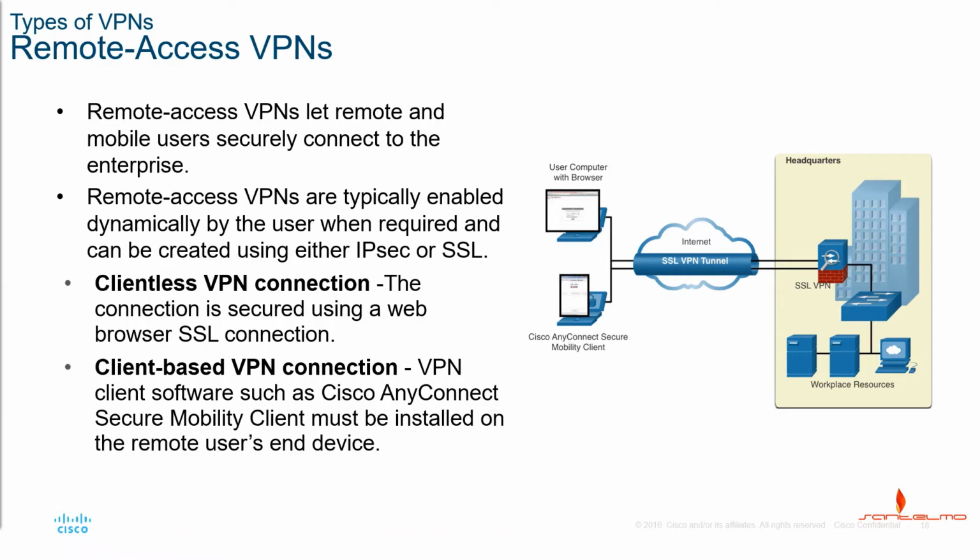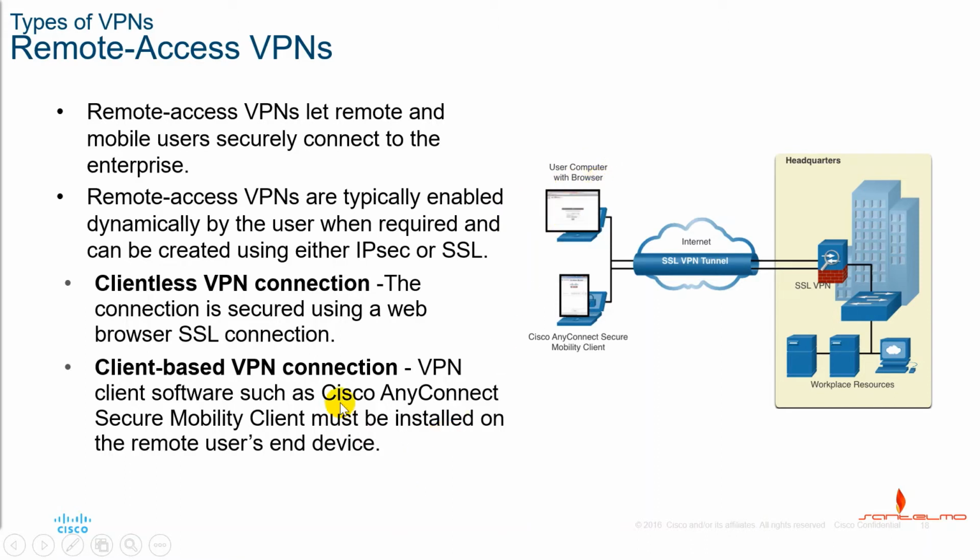Next is a client VPN connection and a clientless VPN connection. It is either a client-based or clientless VPN connection. Let's discuss first the clientless VPN connection. This is a connection that is secured using a web browser SSL connection. SSL is mostly used to protect HTTP traffic, or HTTPS, and email protocols such as IMAP or POP3. For example, HTTPS is actually HTTP using an SSL tunnel. The SSL connection is first established, and then HTTP data is exchanged over the connection. So that is using a browser.